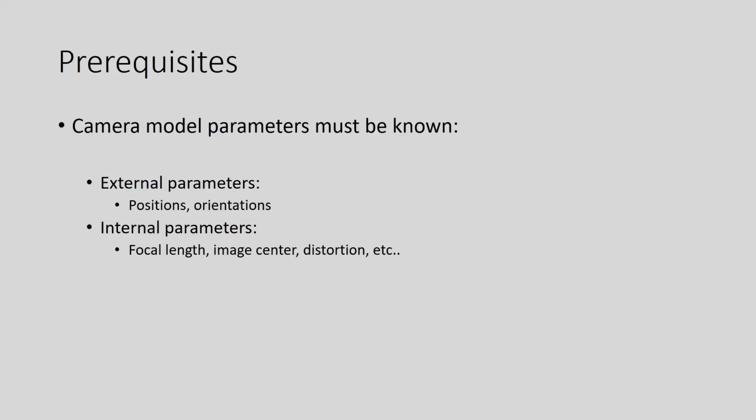In the case of matching, the camera model parameters must be known. I have already discussed the camera parameters: the extrinsic, or external, parameters of the camera, that is the position and orientation of the camera with respect to the world coordinates, and the internal parameters of the camera like the focal length, image centers, and the lens distortions. I have to consider these parameters as known.